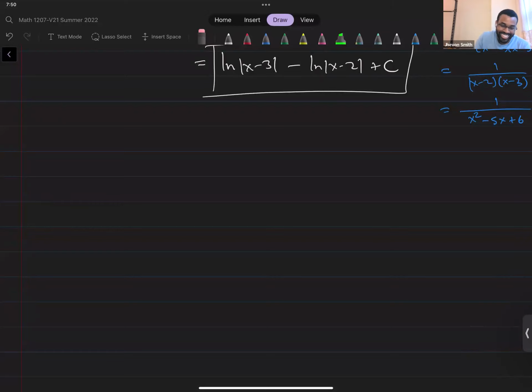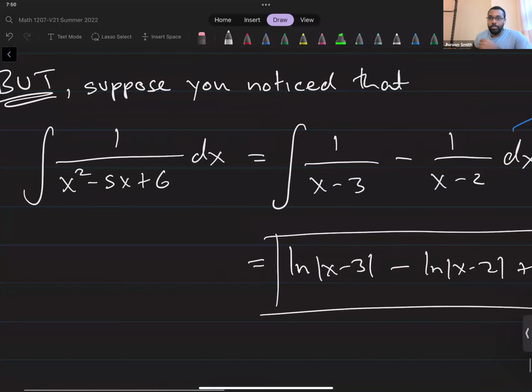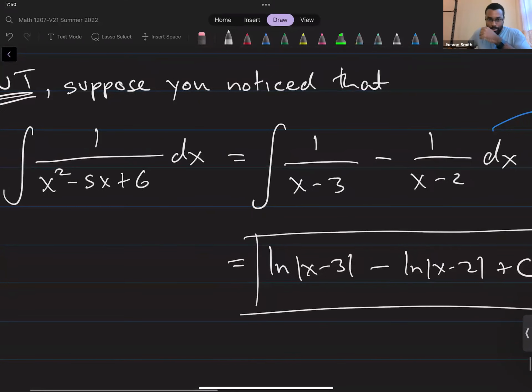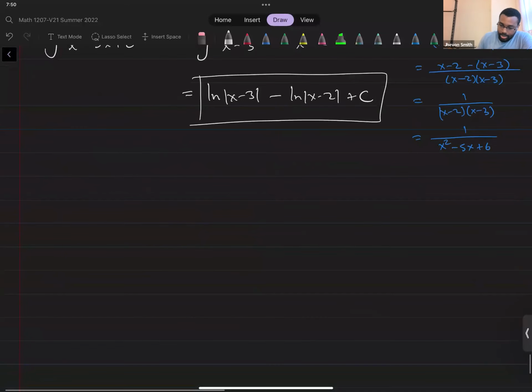I'm kidding. Obviously, I'm going to show you how you would actually know that, right? It's probably not something that you might know right away, unless you're one of those people with that kind of brain. How would you know that that's what this fraction breaks up into? And that is essentially the goal of today's lesson.